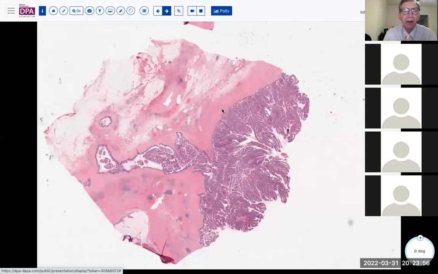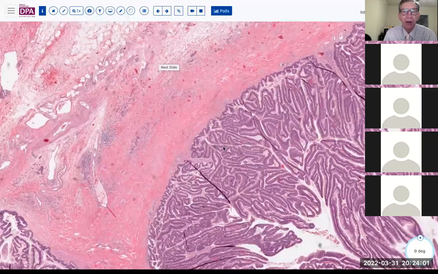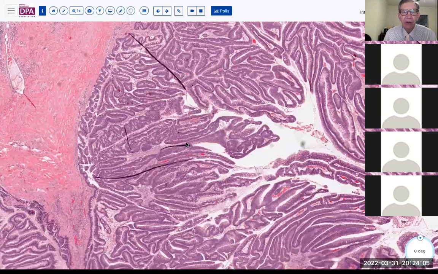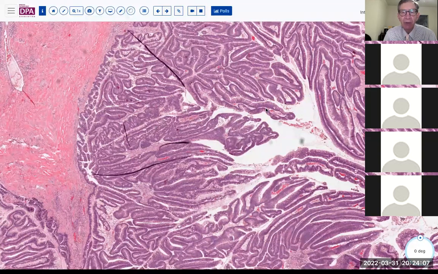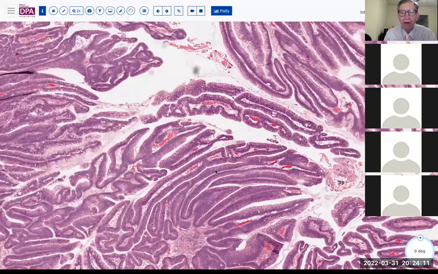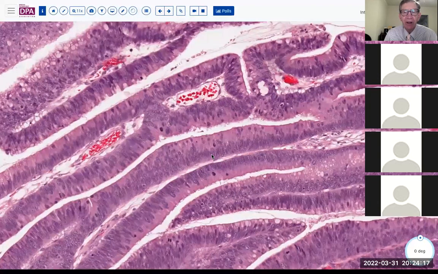Let's see. Okay, here's an intraductal papillary mucinous neoplasm that could be in the biliary tract and so forth. You see this very complex mucinous epithelium. And here it's more cellular, you see more nuclear material here. So this is a lesion that has a degree of dysplasia.